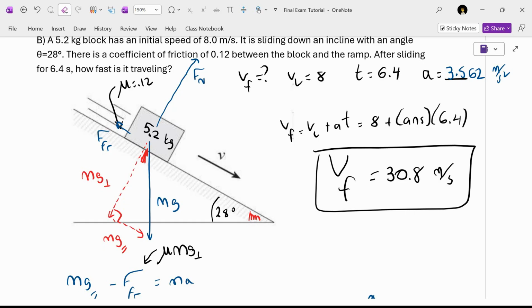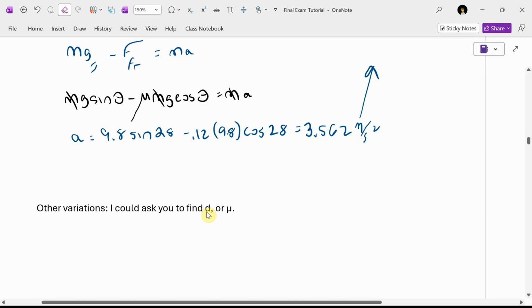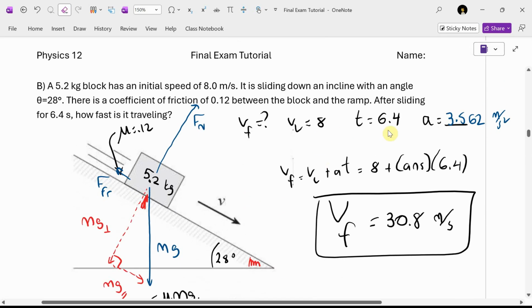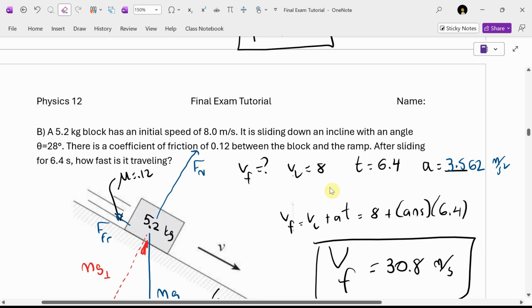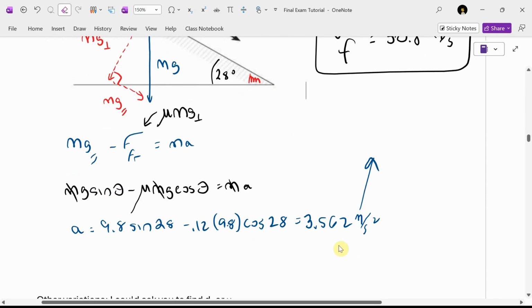In this case, I asked you to find v final. I wrote a little note here. I could ask you to find d, use a different equation. From this one, you'd end up using d equals vi t plus a half a t squared. I could ask you to find mu. In other words, I could give you the distance, or I could give you enough information that you could find the acceleration and you could find the coefficient of friction. So I could tell you vf, vi, and t. You could find a here, walk your way here, and get the mu by itself. That would be fair game as well. We did stuff like that too.